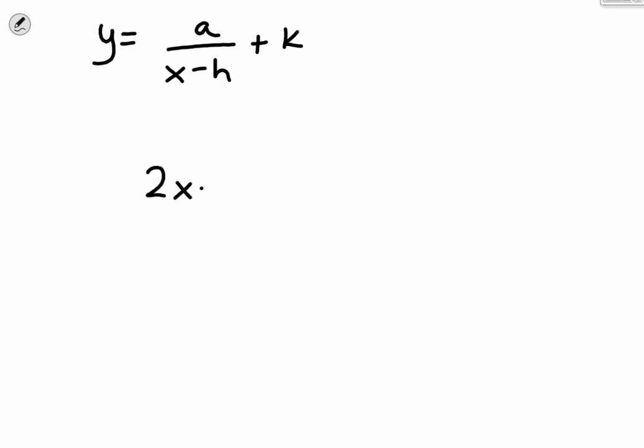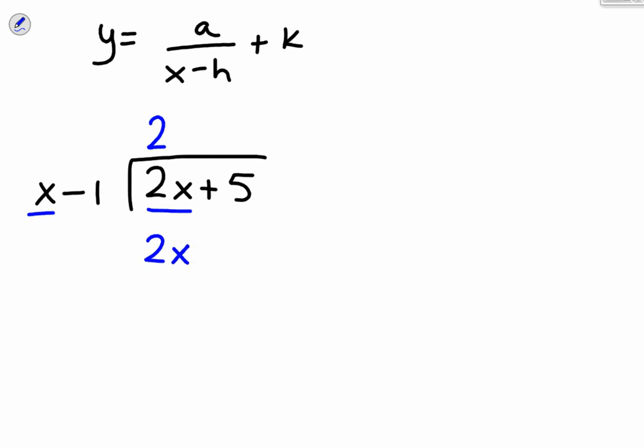We know that the right form should be y is equal to a over x minus h plus k. Right now we don't have this form. So we have 2x plus 5 divided by x minus 1. When we do long division, we start with 2x divided by x, and the answer is 2. Then we multiply backwards, so 2 times x is 2x, and 2 times negative 1 is negative 2.